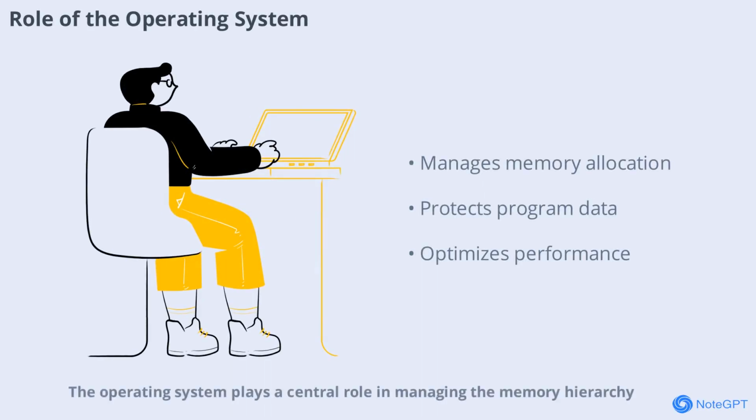The operating system plays a central role in managing the memory hierarchy. It decides which data stays in RAM, which is moved to virtual memory, and how cache is used. The OS also handles memory protection, ensuring that programs don't interfere with each other. Efficient memory management by the OS is crucial for system stability and performance.